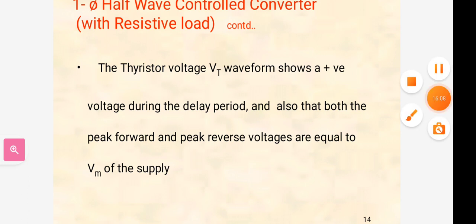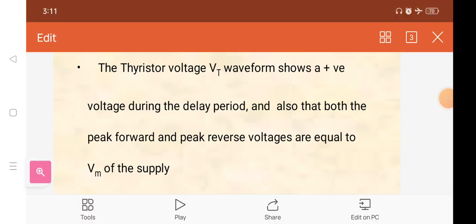So this is about the single phase half wave controlled converter using R load. And I am also going to show you a YouTube lecture about the single phase half wave controlled converter using R load.